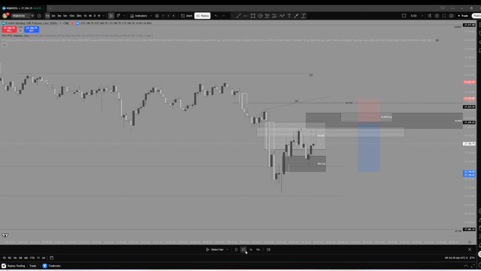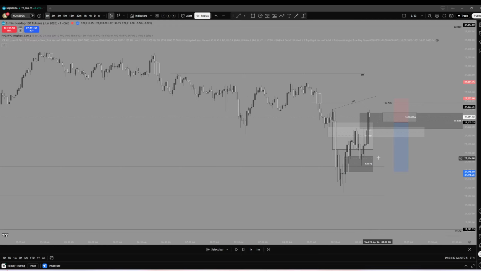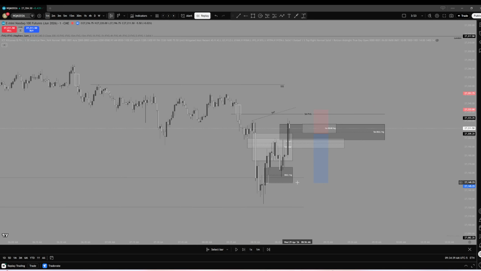that we just get a nice flush upwards. And so I did take longs here, and I did end up getting a break even, because I did go break even at this point right here. I did go break even here.